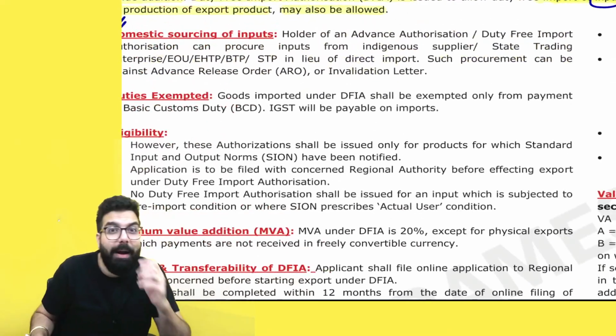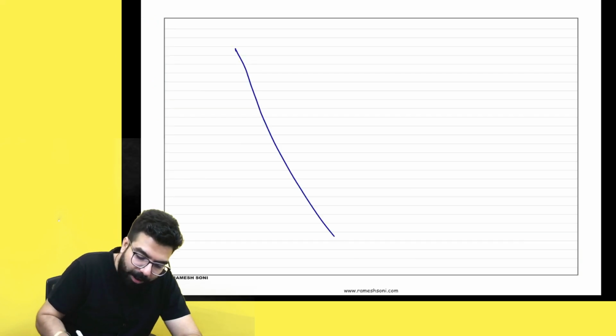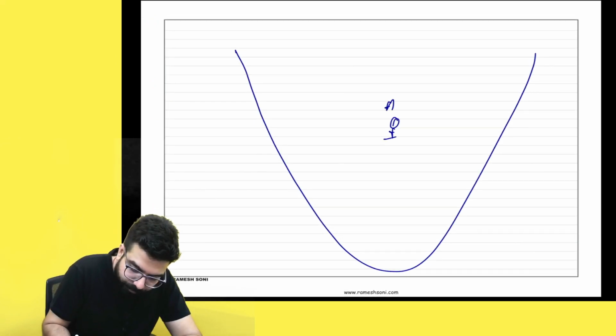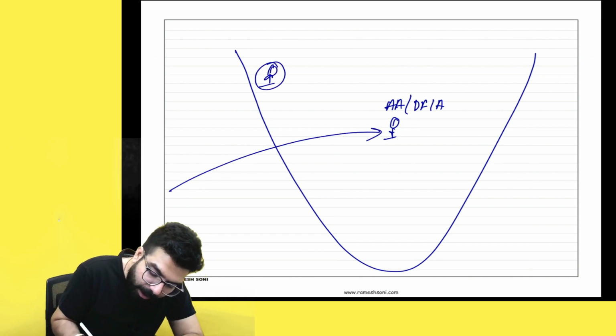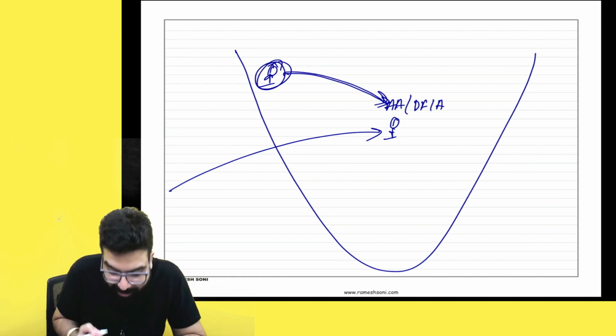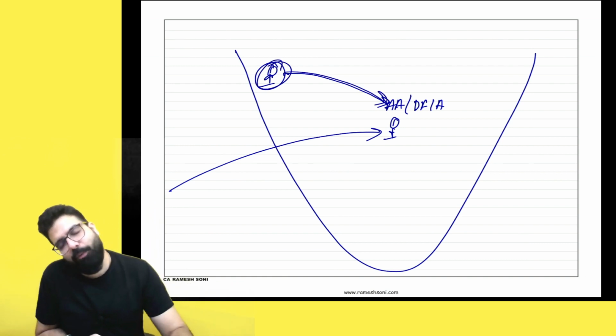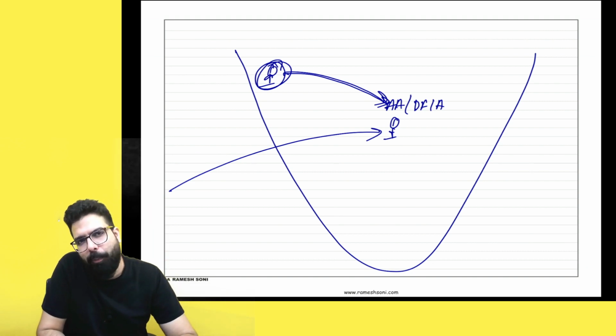Now, sir, can I buy domestically also? They are telling yes. If I am holding advance authorization or duty-free import authorization, I can import raw material from outside India. Can I buy it from a person who is in India? Can he supply it to me? Yes. For this person, this will be a deemed export. And yes, you can buy it from a domestic person also, means who is a manufacturer of these inputs domestically.